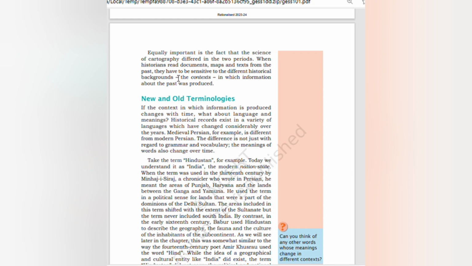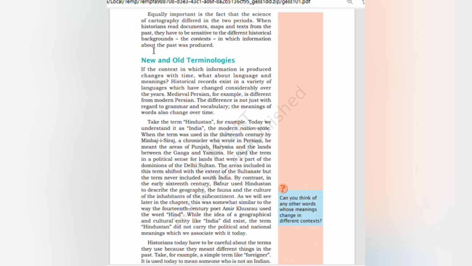When historians read documents, maps, and texts from the past, they have to be sensitive to the different historical background, the contexts in which the information about the past was produced, and new and old terminologies. The context in which information is produced changes with time. What about language and meanings? Historical records exist in a variety of languages which have changed considerably over the years.